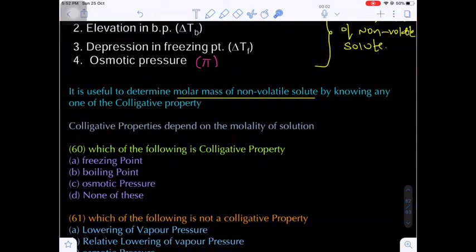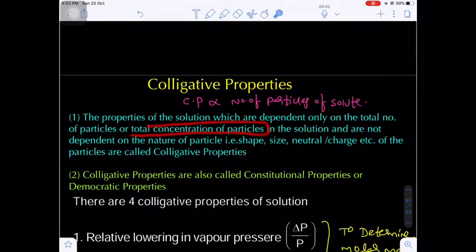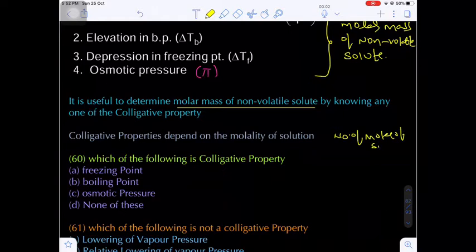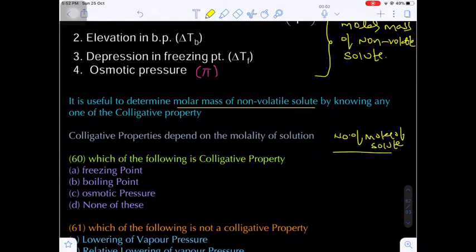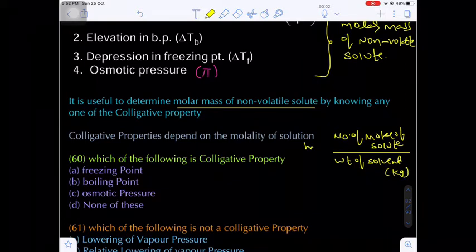And these colligative properties also depend upon the molality of the solution. Just now I told you the number of solute particles, indirectly the total concentration of the particles. Here which concentration are we using? We are using the concentration nothing but molality. What is the definition of molality? It is the number of moles of solute divided by the weight of solvent in kilogram. The number of moles of a solute divided by the weight of a solvent in kilogram is known as what? Molality.